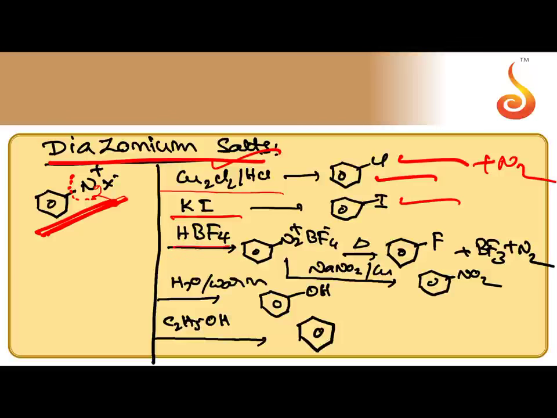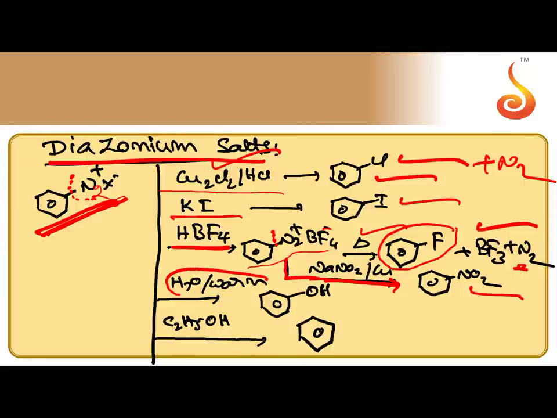To prepare fluorobenzene, first the diazonium salt is heated with fluoroboric acid. Then we can get benzene diazonium boron tetrafluoride. This is also a salt. When it is heated, decomposition takes place to give fluorobenzene, boron trifluoride and N2 gas. Instead of just heating, if it is heated with NaNO2 in the presence of copper, now N2+ is replaced with NO2, producing nitrobenzene. If benzene diazonium chloride is heated with warm water, OH of the warm water replaces N2+, producing phenol.